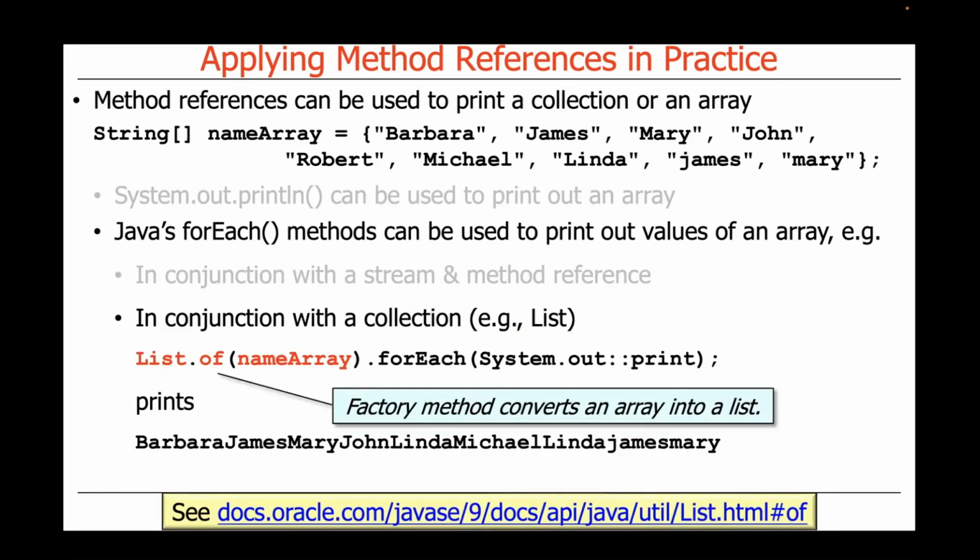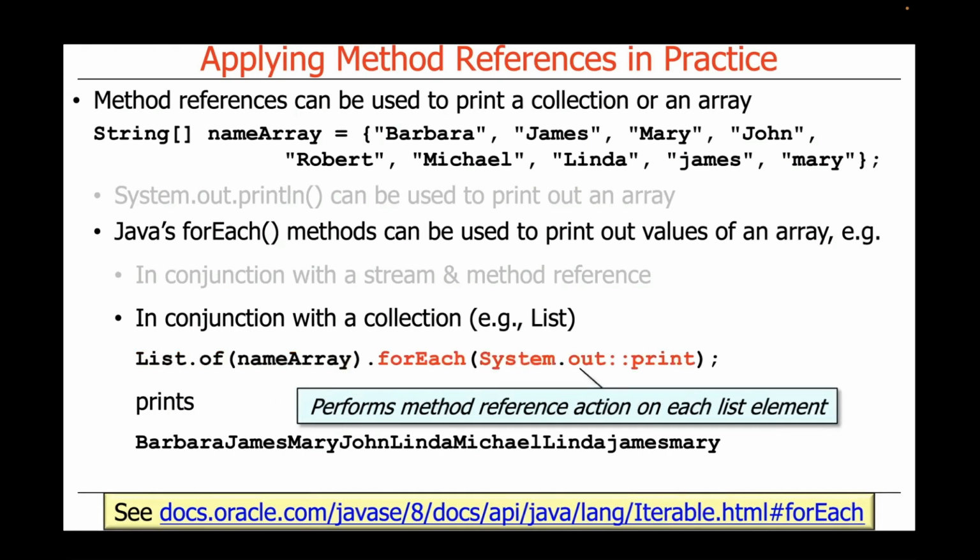Here's another way to do it. This is in conjunction with Java collections, in this particular case, a list or an ArrayList. We're going to make a read-only list from the name array. Then we're going to use forEach defined on List, which actually comes from the Iterable interface that List inherits indirectly through Collection, and print out each element using the System.out::print method reference.